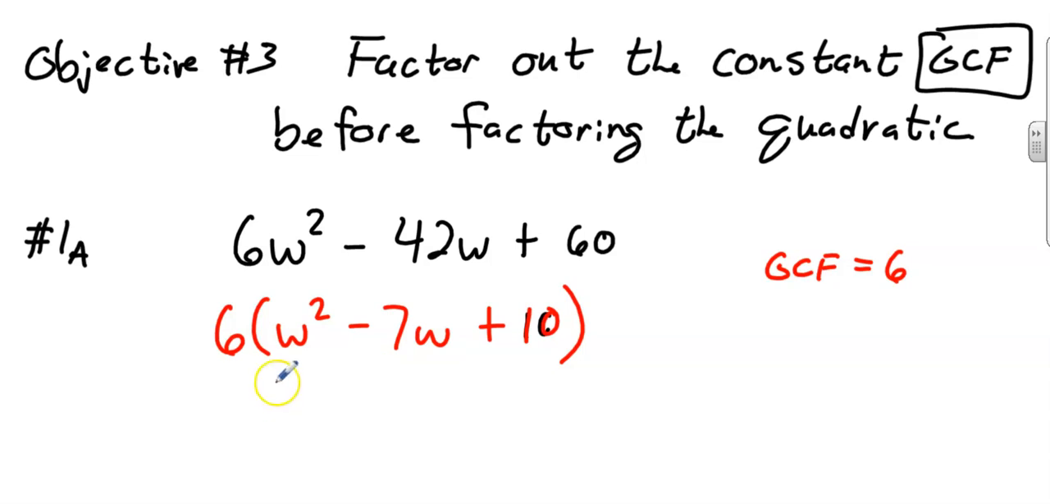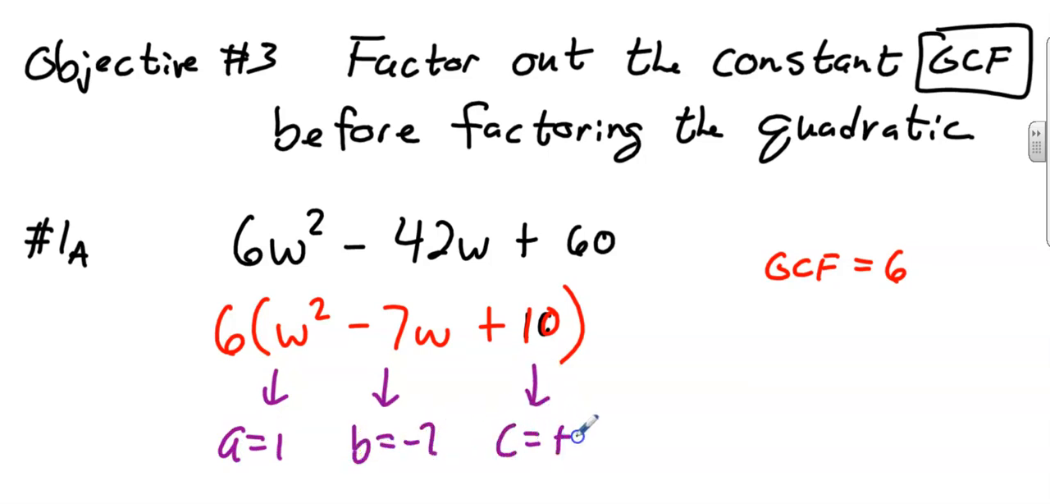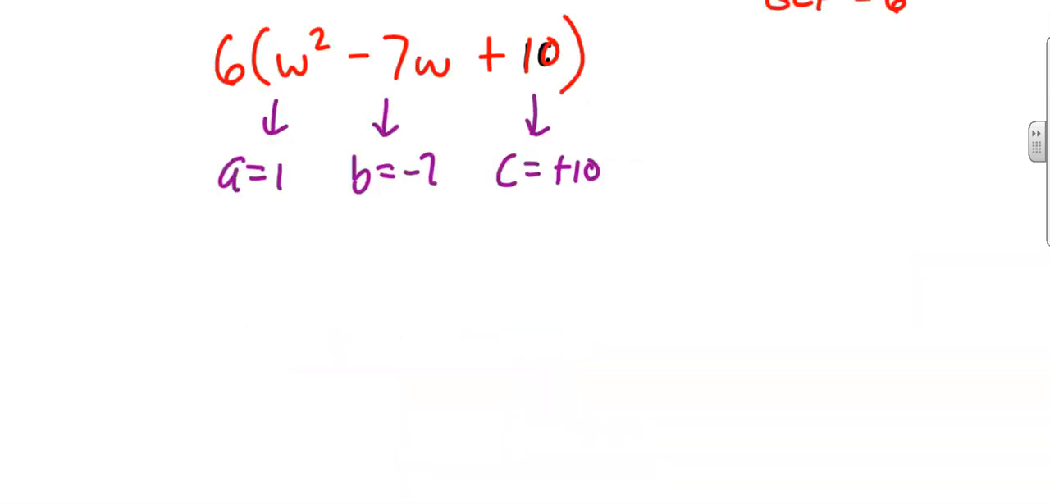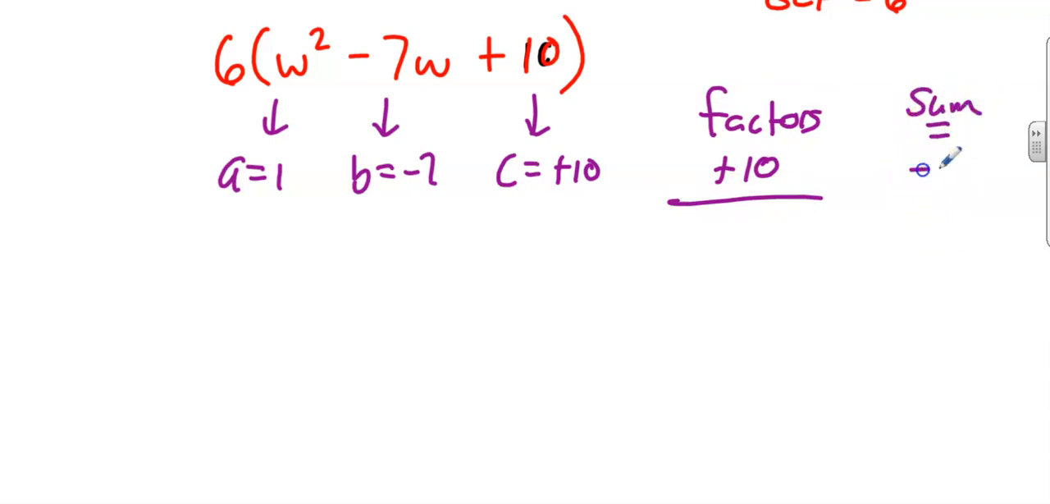So once you factor this part out, now you've got an a value of 1, a b of negative 7, and a c that's positive 10. The 6 is just out front, just hanging out because it's the greatest common factor. We've taken it out, so it's really not a part of this trinomial anymore. So it's the factors of positive 10 where the sum is going to equal negative 7. Again, only one choice. There's only one way you can get 7 with 10: 1 and 10 or 2 and 5.